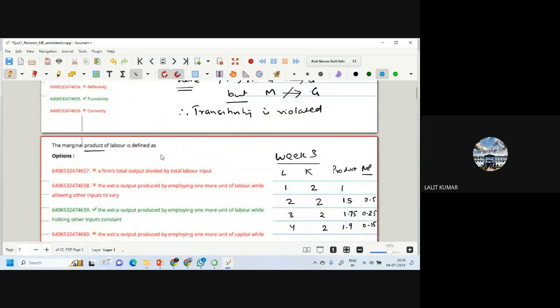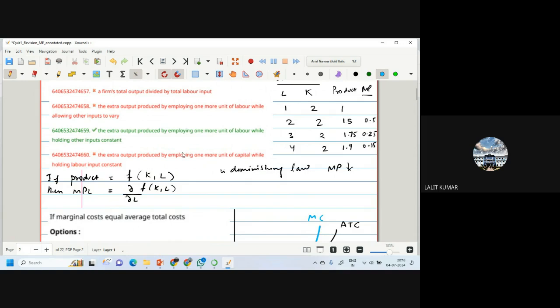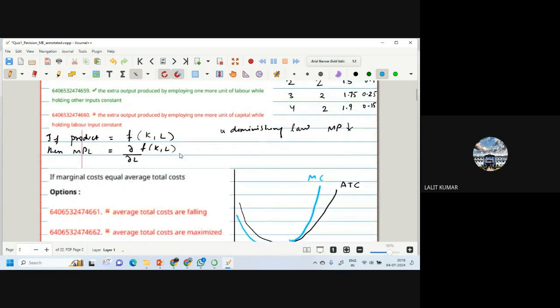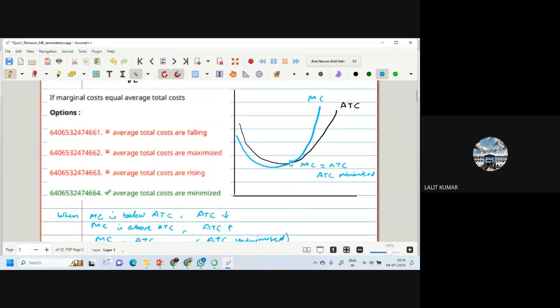The marginal product of labor is basically the increase in the product, what is the change if we change the labor by 1. We have seen MPL and MPK. An important thing we have to remember is that MPL by MPK is equal to W by R. Now, if marginal cost equals average total cost, this we have seen in this curve, that this is the average total cost curve and this is the marginal cost. At this place where they are equal, here the average total cost is minimized.